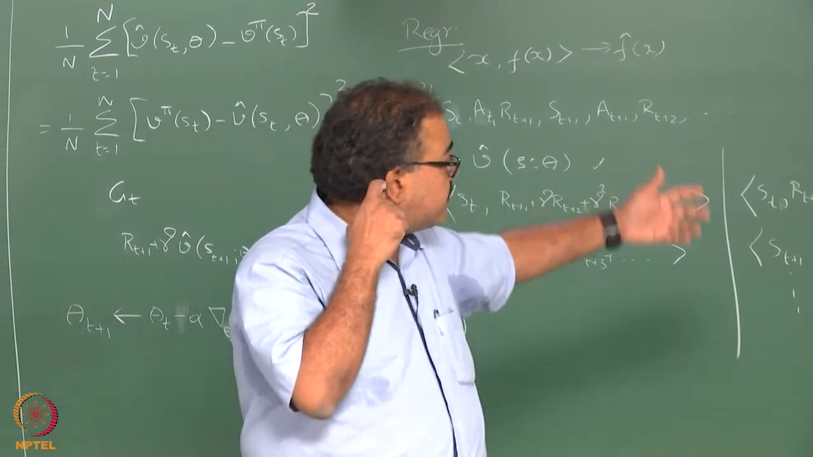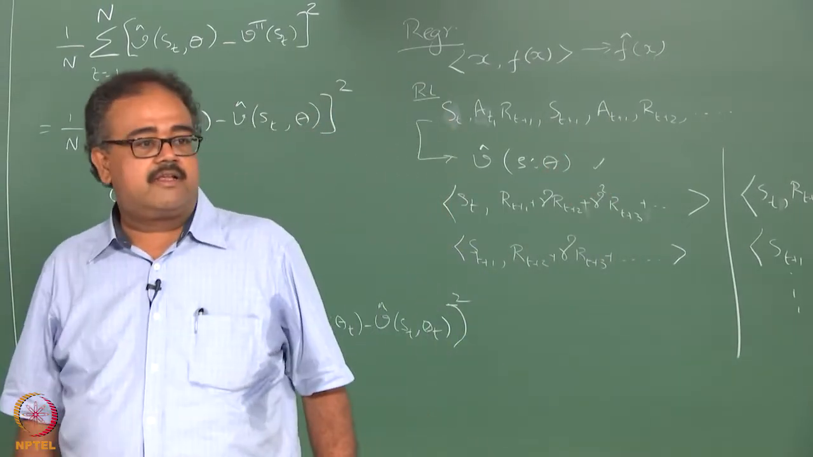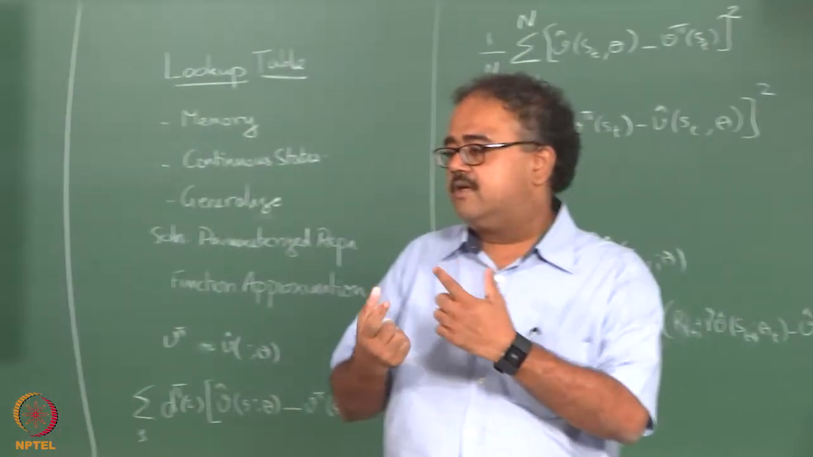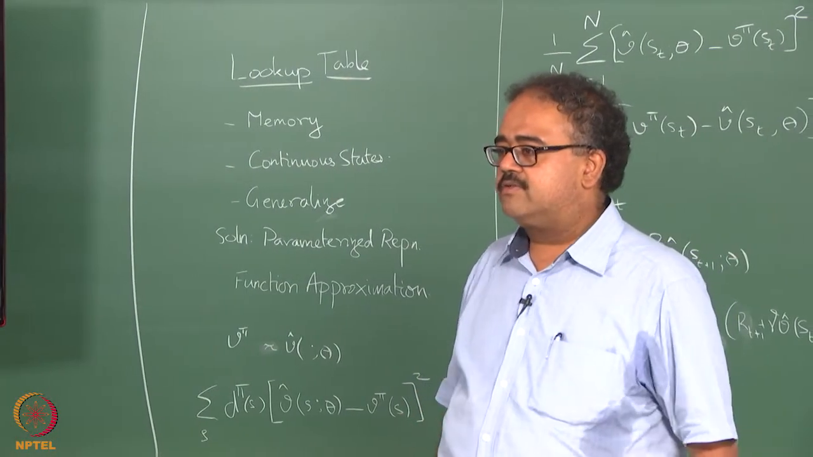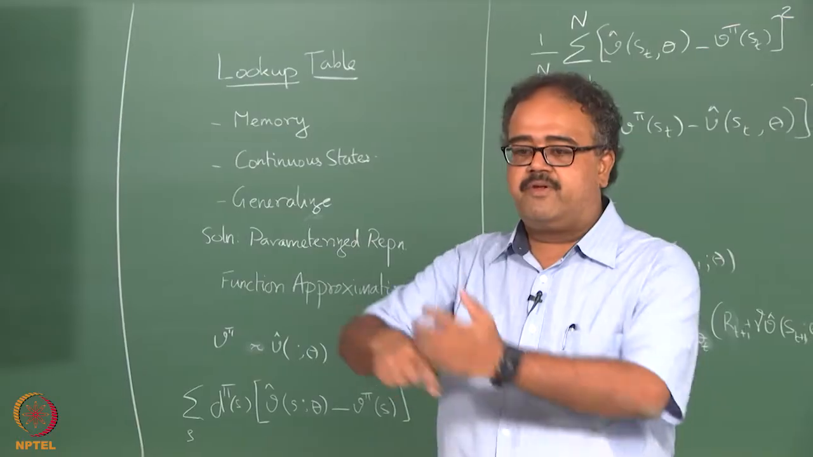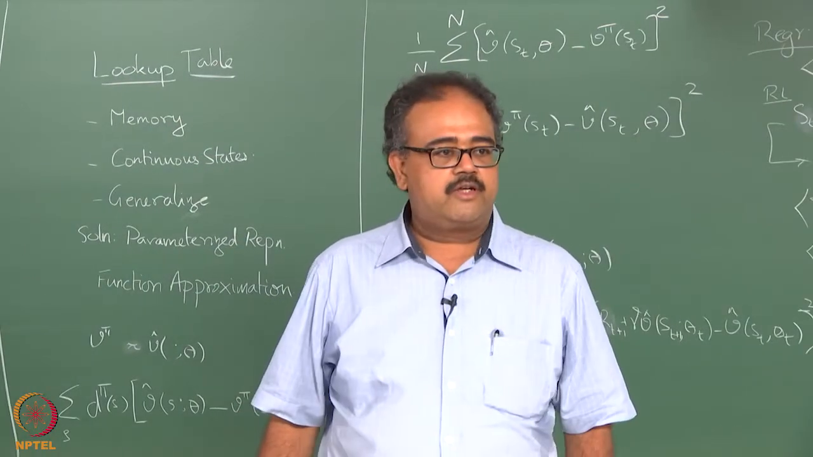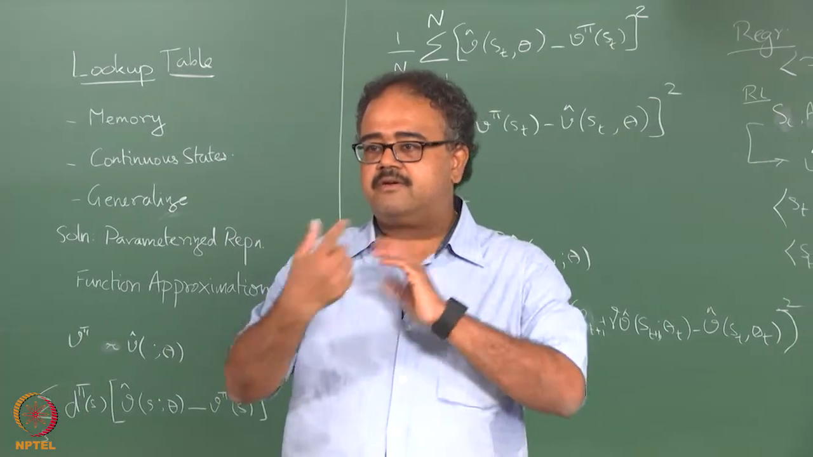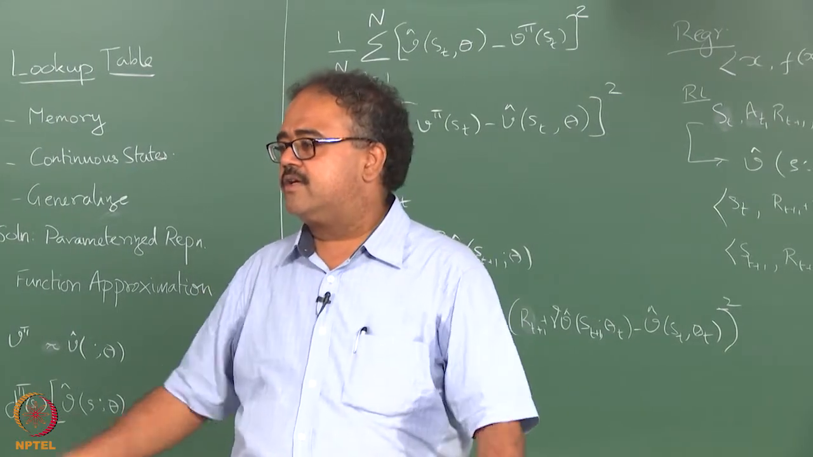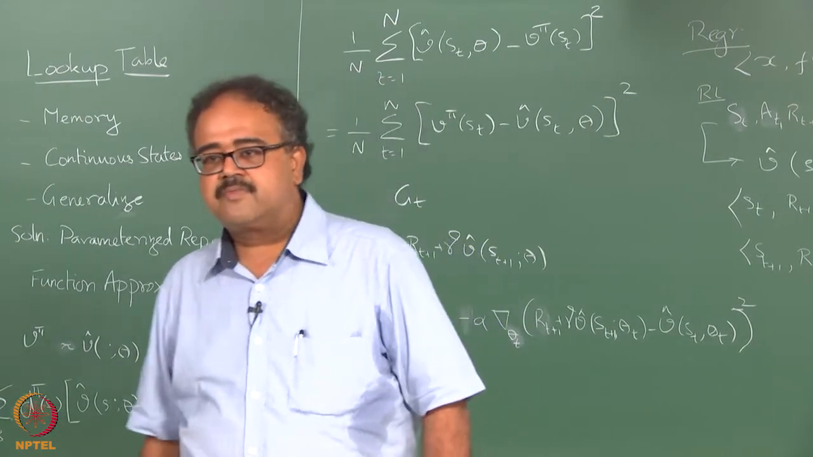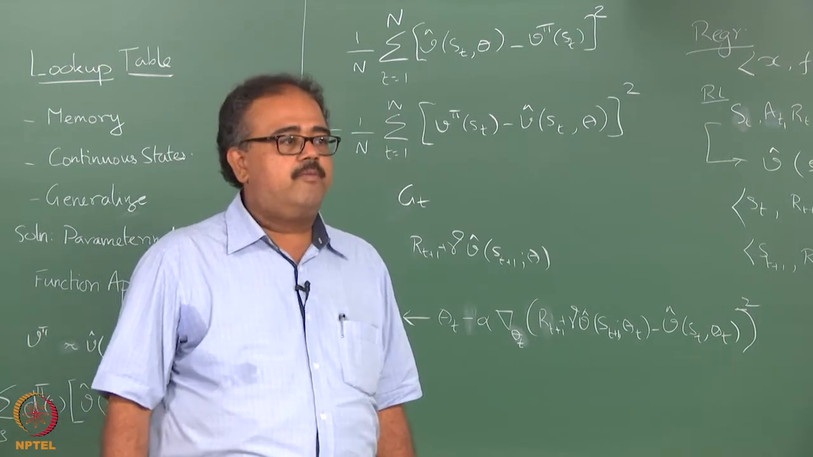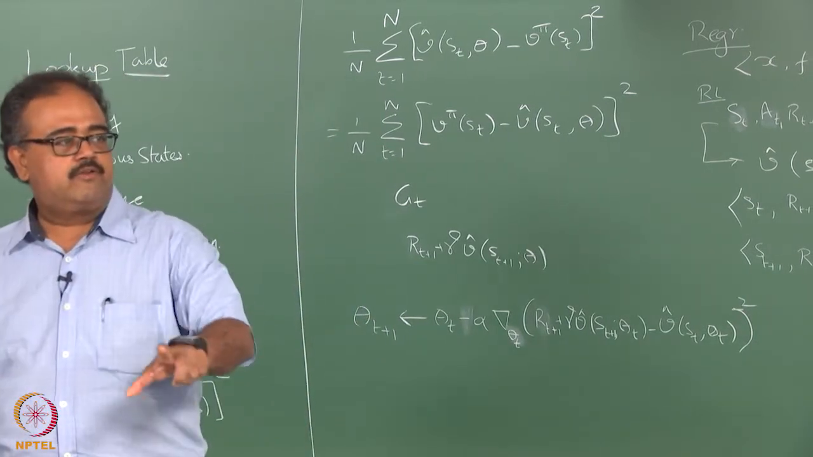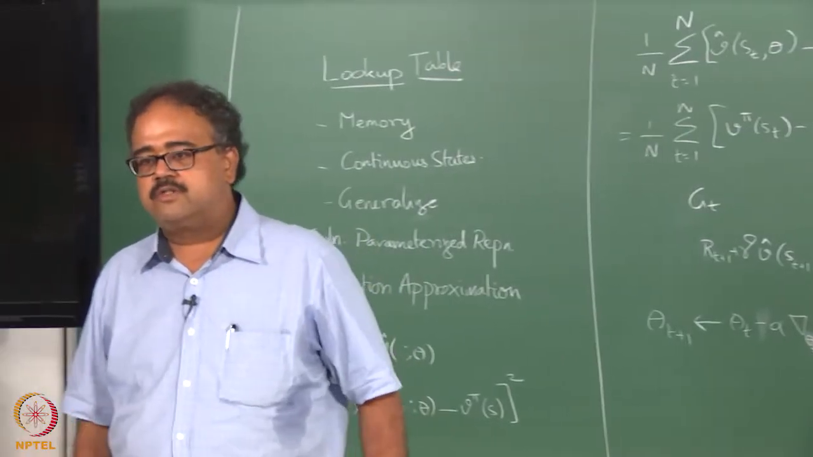If you are thinking of some kind of a robotics task, it could very well be that phi 1 is the x coordinate, phi 2 is the y coordinate, or phi 1 is joint angle 1, phi 2 is joint angle 2, phi 3 is joint angle 3 and so on. It could be a whole combination of this. Or if you think about say backgammon, phi 1 could be how many coins are there in position 1, phi 2 could be how many coins are there in position 2 and so on.